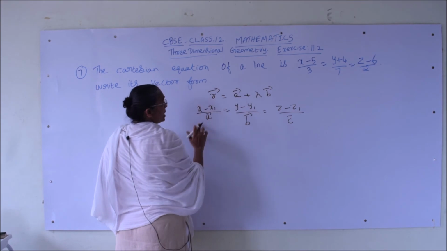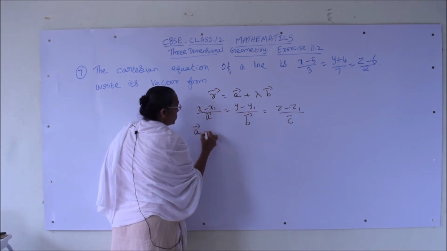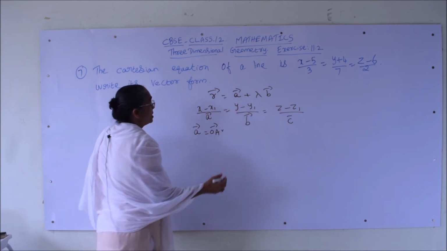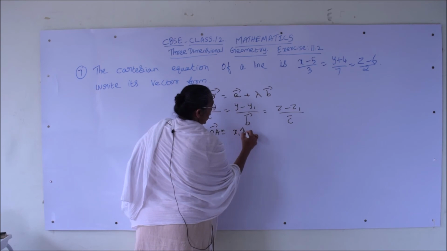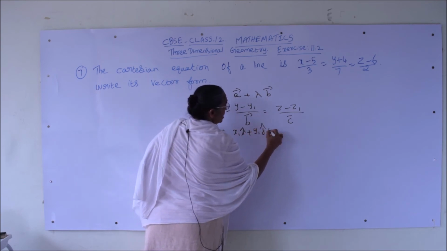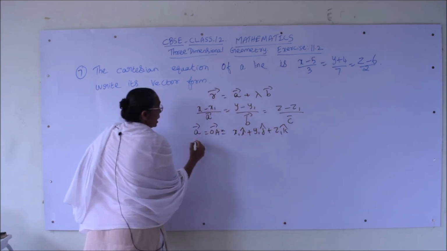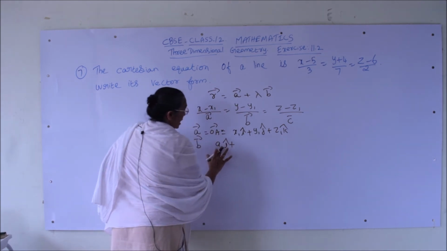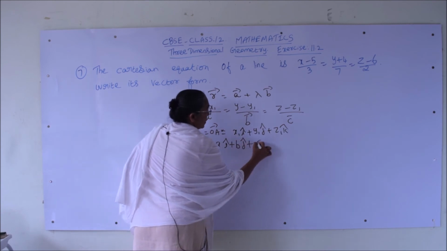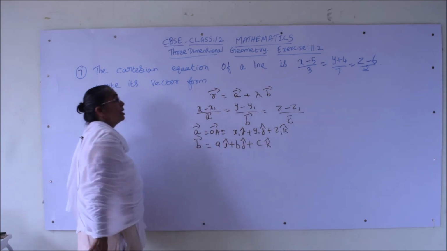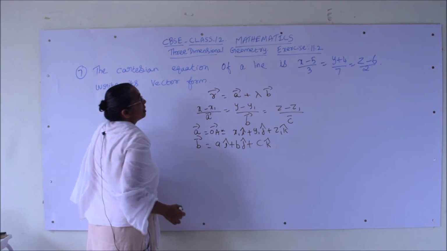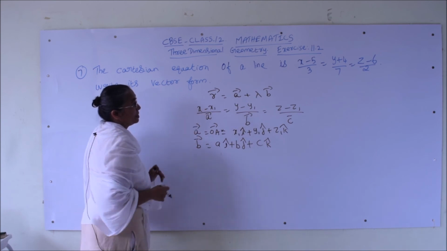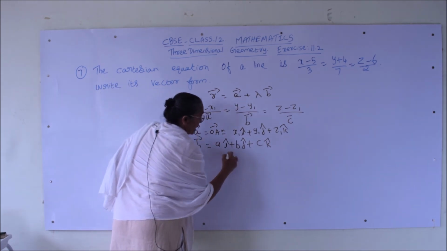So comparing these two, our a vector or position vector OA is nothing but x1 i cap plus y1 j cap plus z1 k cap, and our b vector is nothing but a i cap plus b j cap plus c k cap. So comparing with that, the vector equation for the given line is r vector, which we can write as it is.